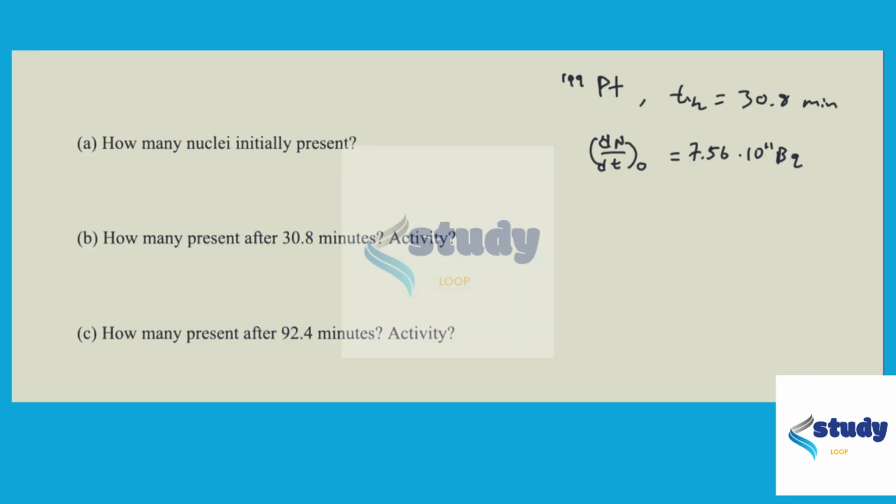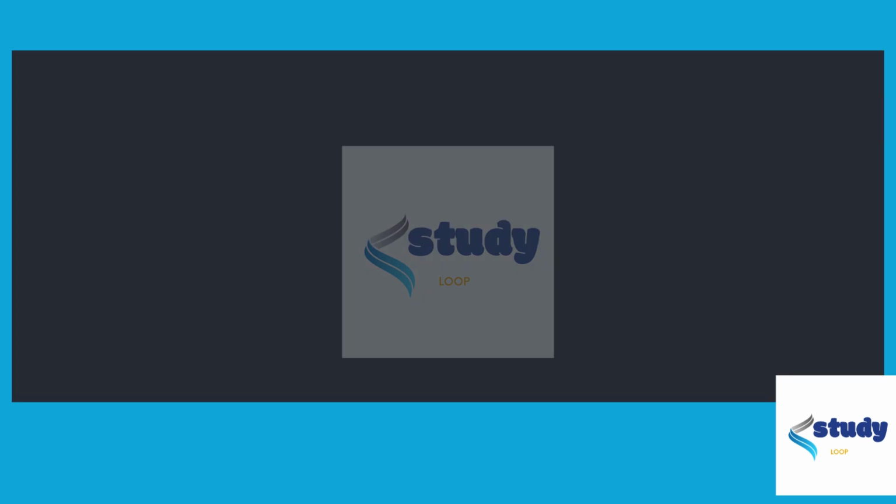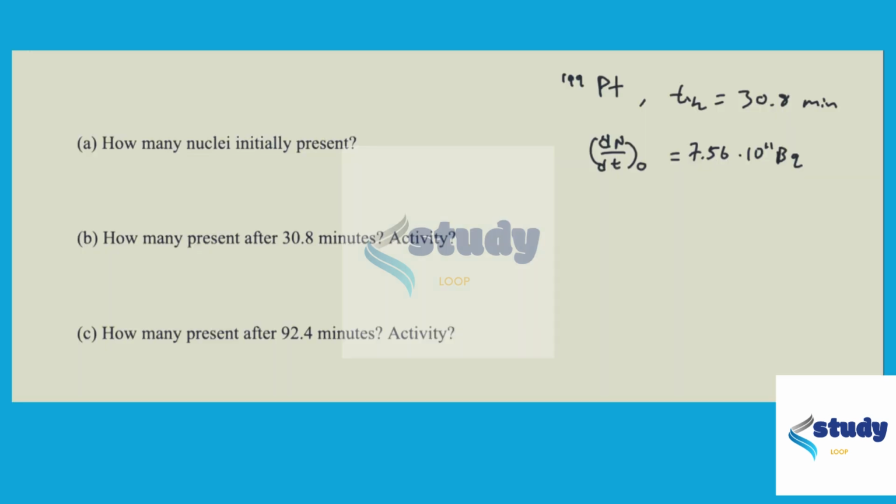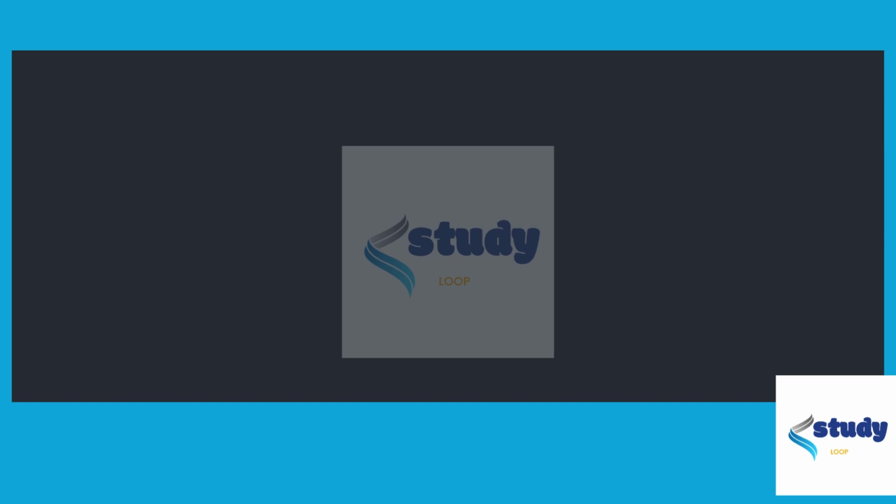The radioactive nuclide platinum-199 has a half-life of 30.8 minutes. A sample is prepared that has an initial activity of 7.56 times 10 to the 11 becquerels. So the first thing we're asked is how many platinum-199 nuclei are initially present in the sample.